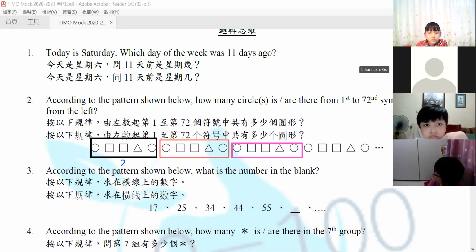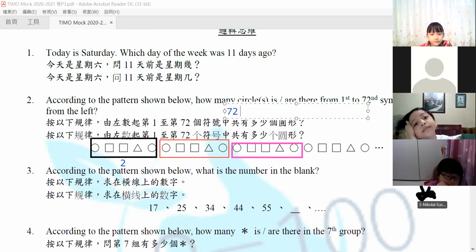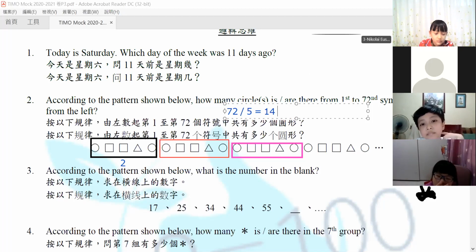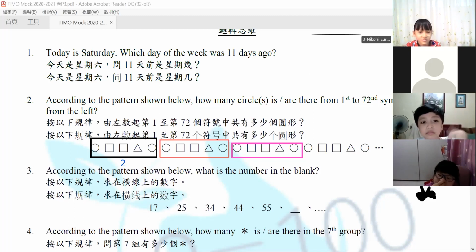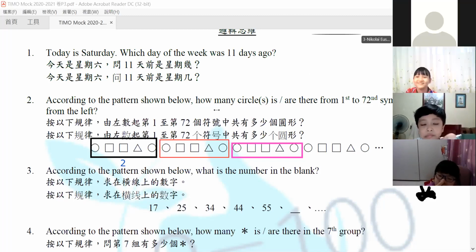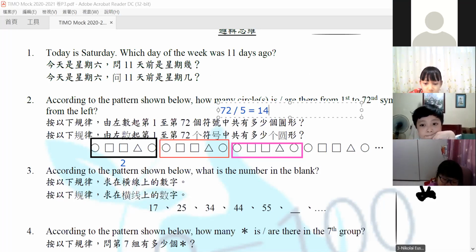If we divide 72 by 5, we will get 14, and then we have a remainder of, oh no, not one, two. Yes, it should be two. 72 divided by 5 gets you 14, and then two as a remainder, right?